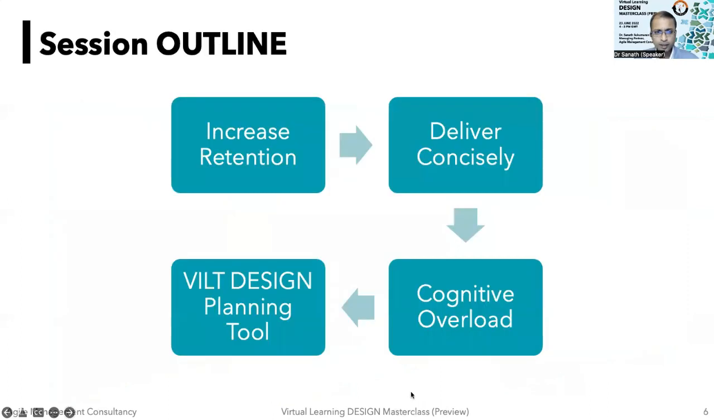So what are we going to cover really in terms of the outline? We will first talk about the idea of increasing retention. Now that's interesting because, you know, you can't talk about engagement when people keep forgetting what you taught them, right? So you need to increase retention. And we talk about delivering concisely, not to overload them and understand what their limits are, cognitive overload, and then put all of that together in a planning tool to design that optimal engagement for your learners.